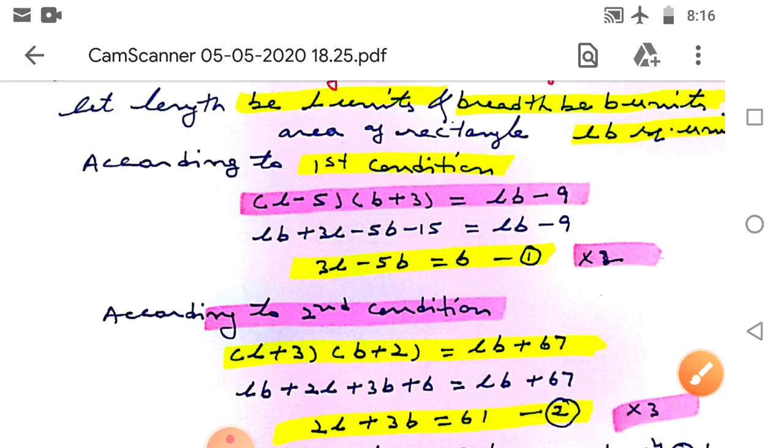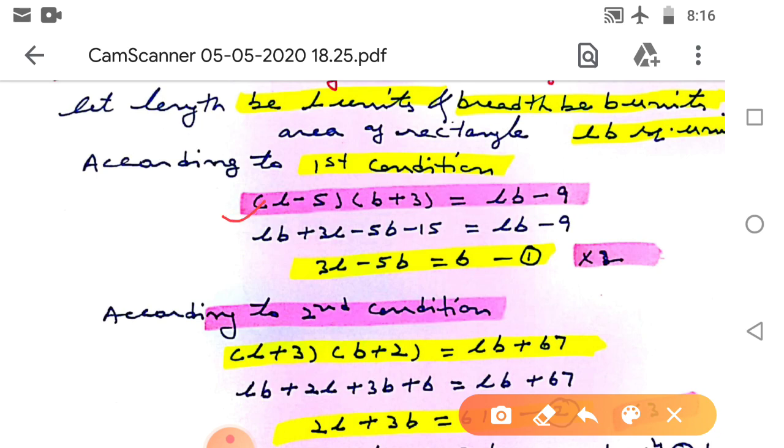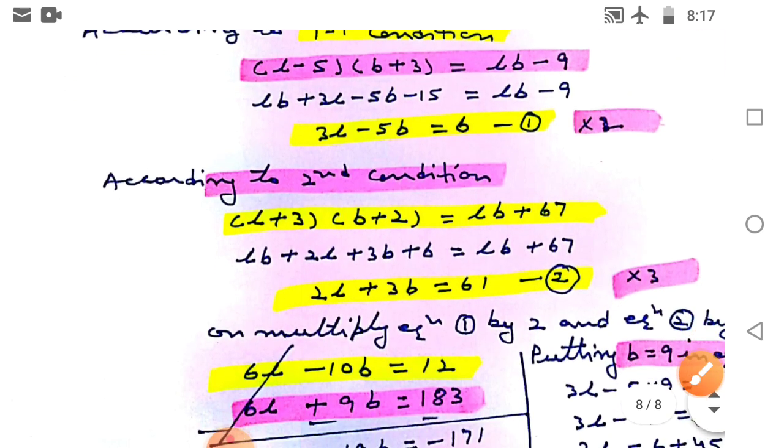Once again, look here. If the length is decreased by 5 units and the breadth is increased by 3 units, the area gets reduced by 9 square units. So L minus 5 into B plus 3 is equal to LB minus 9. Now multiply these two and we finally get 3L minus 5B is equal to 6. This is equation number 1. Clear? Now come to the second condition.